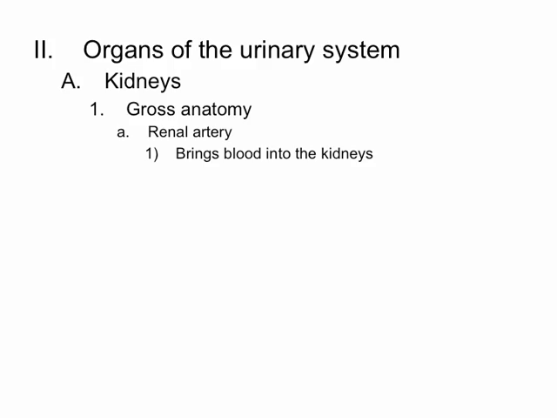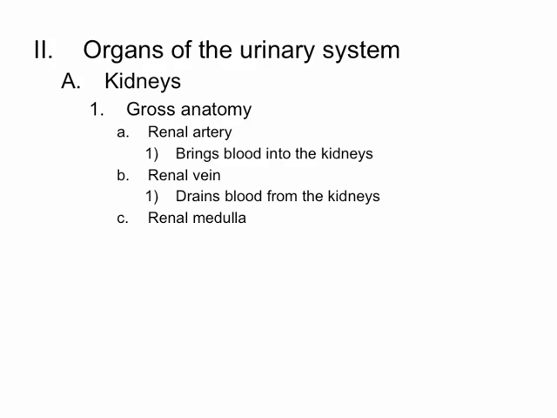Let's go ahead and take a look at the organs of the urinary system. The kidneys are the major organ of the urinary system. The gross anatomy, looking at the kidney with the unaided eye, gives us a blood vessel, a renal artery, going to the kidney, giving it blood supply. So that's going to bring blood into the kidneys. There's also a renal vein, which, as you can imagine, is going to drain the blood from the kidney.